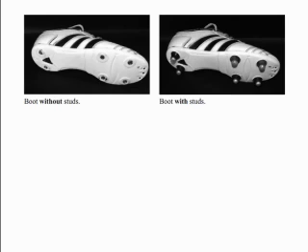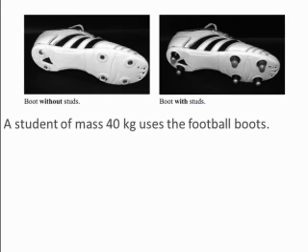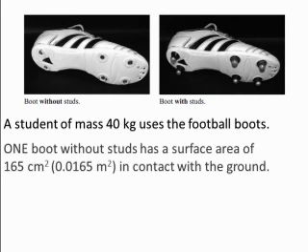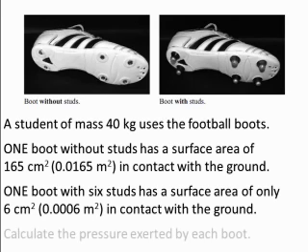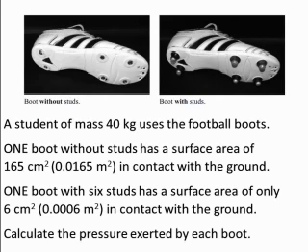How about a problem where you've got to do a bit of a comparison? A student of mass 40 kilograms uses football boots. One boot without studs, the one on the left, has a surface area of 165 square centimeters. If you convert that to square meters, it's 0.0165, and that's the area in contact with the ground. The other boot with the 6 studs has only 6 square centimeters. And your problem is to calculate the pressure exerted by each boot.